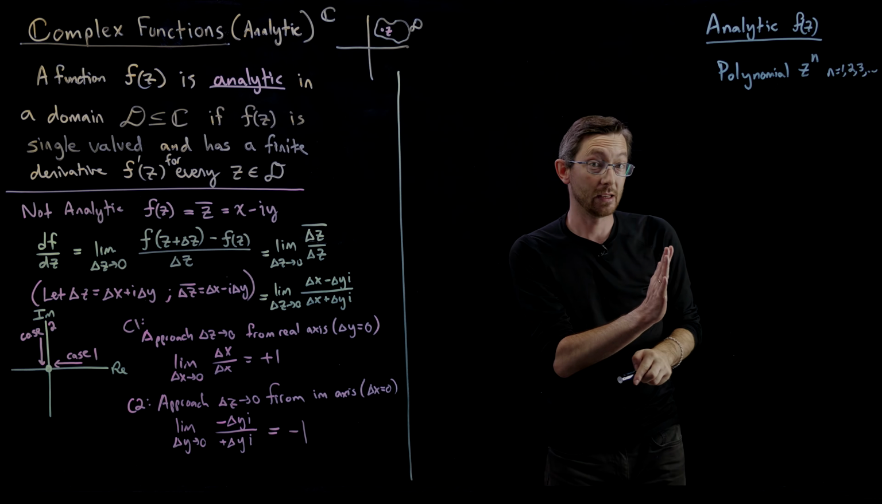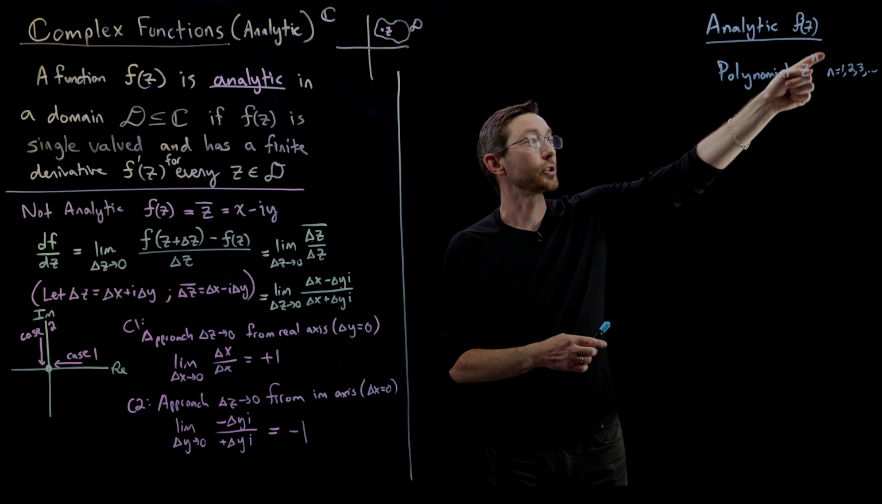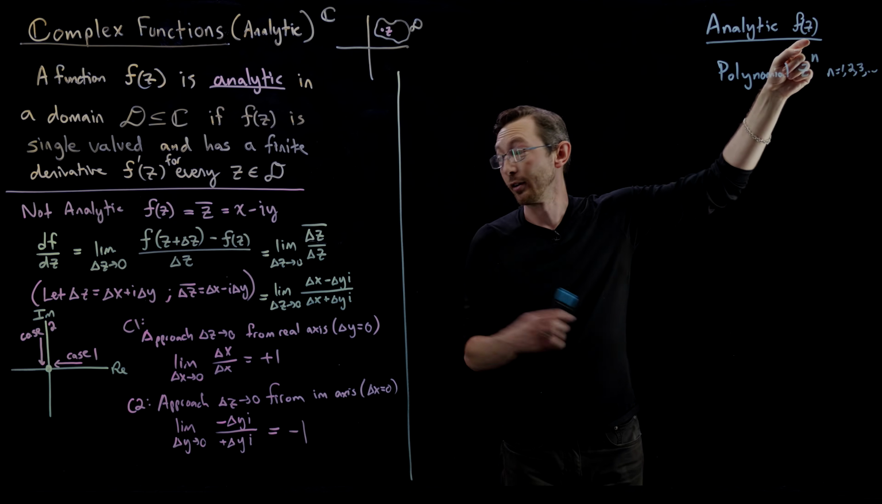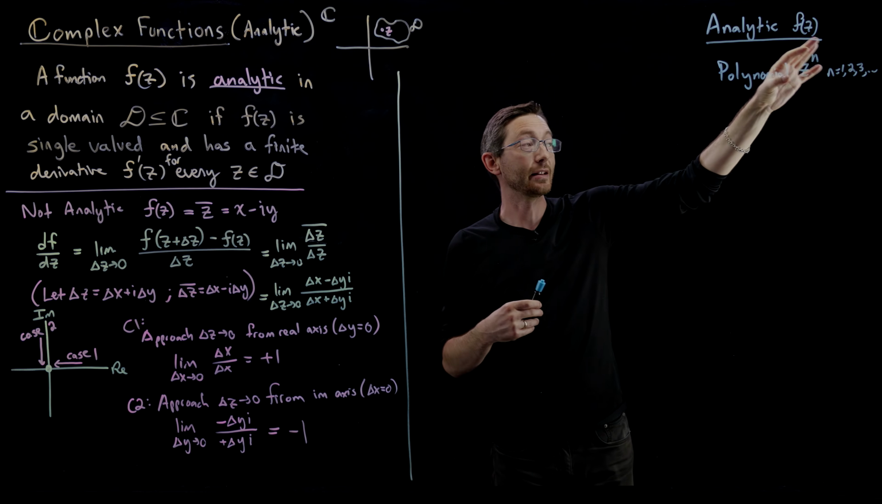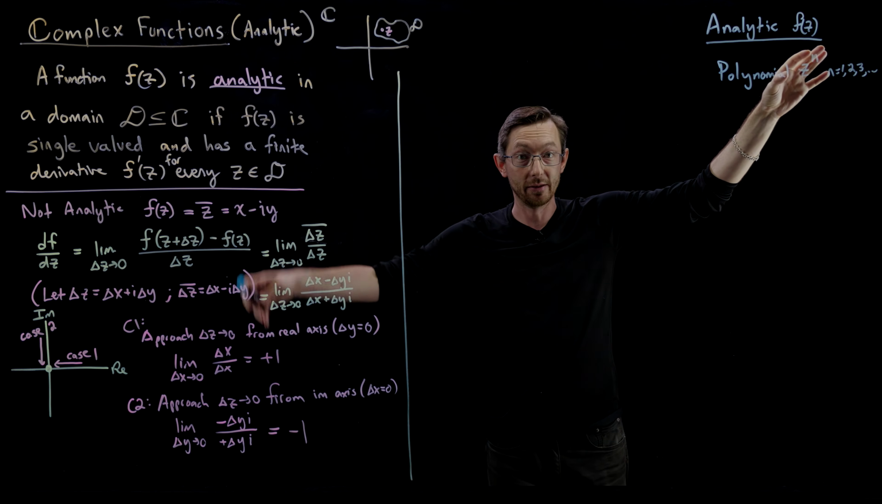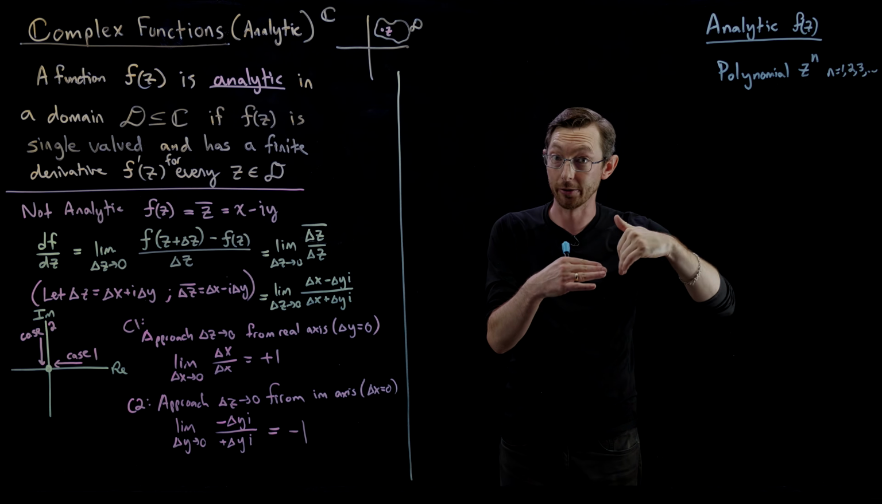Maybe at the very end of this video, if I remember, I'll take the polynomial z squared and we'll do this exact same limit, and I'll confirm for you that yes, in fact, it satisfies this property that the derivative does not depend on the direction.